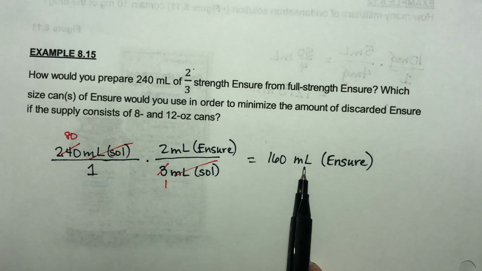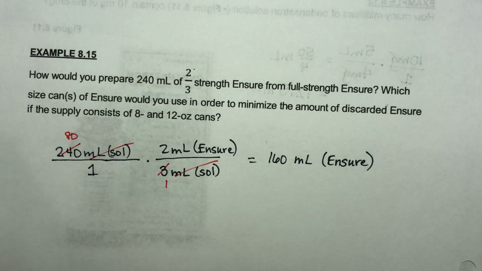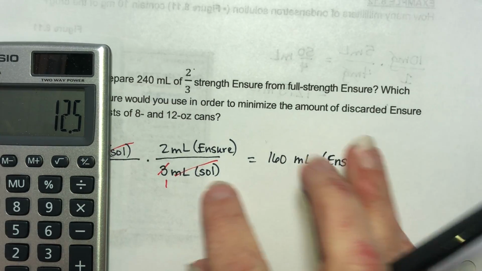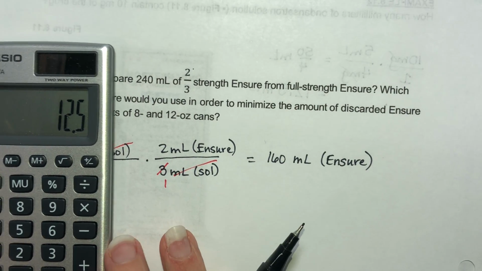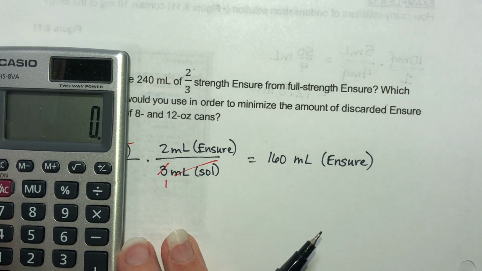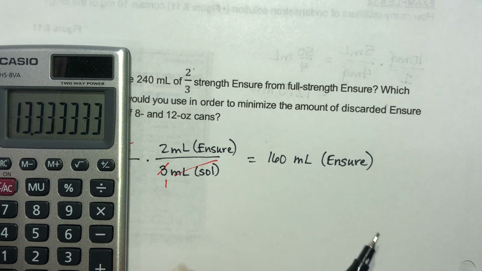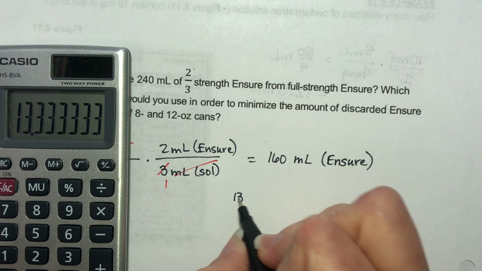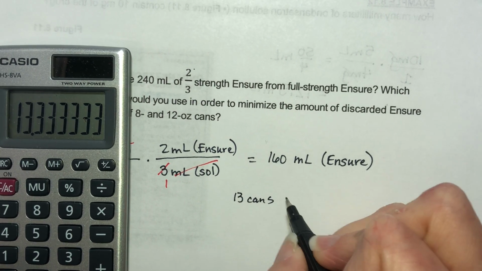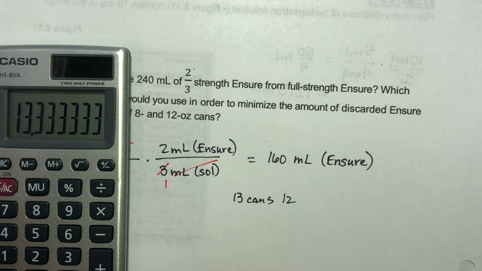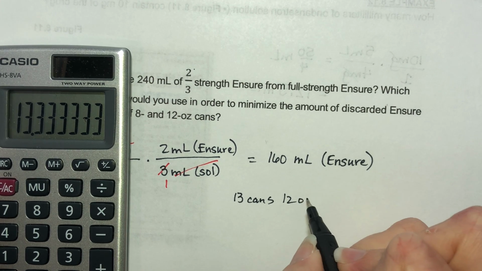How many cans can I use? Well, I don't want to use a whole lot of cans, so I'm going to use as many of the 12-ounce cans as I possibly can, maybe. Let's get an idea of what this is. So if I do 160 divided by 12, I could use 13 cans of the 12 ounce. I'm just kind of playing around on paper here and seeing what I get.